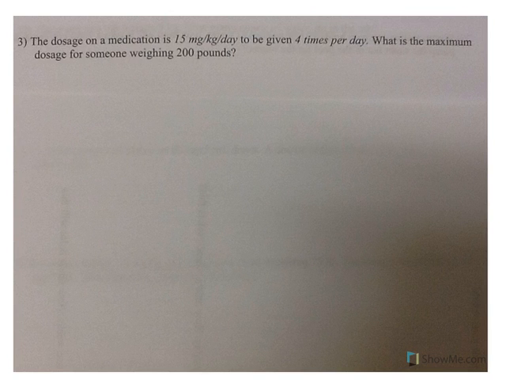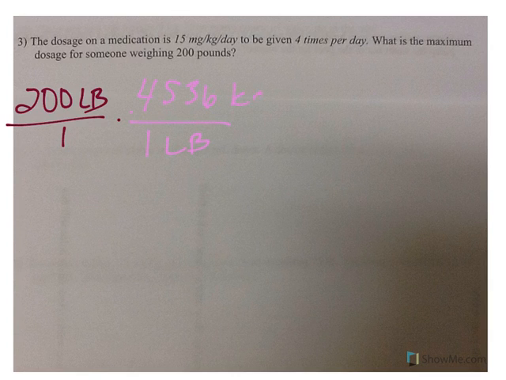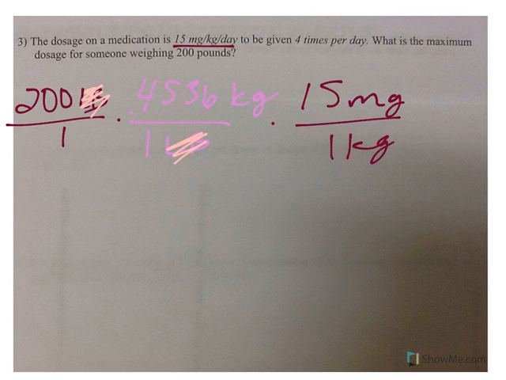Number 3. The dosage on a medication is 15 milligrams per kilogram per day to be given 4 times a day. Max dose for someone weighing 200 pounds. So you start with 200 pounds. We're going to change, 1 pound is 0.4536 kilograms. That makes your pounds go away. Okay, well, the dose is 15 milligrams per kilogram. That makes your kilograms go away.